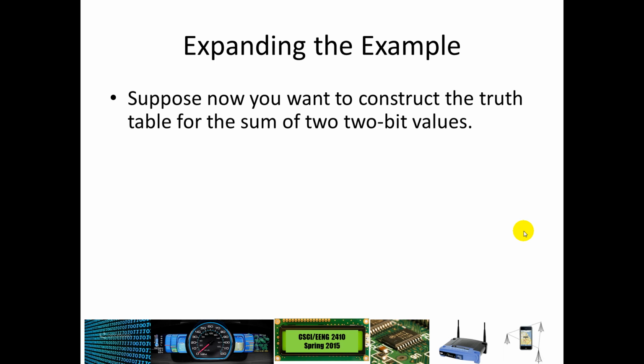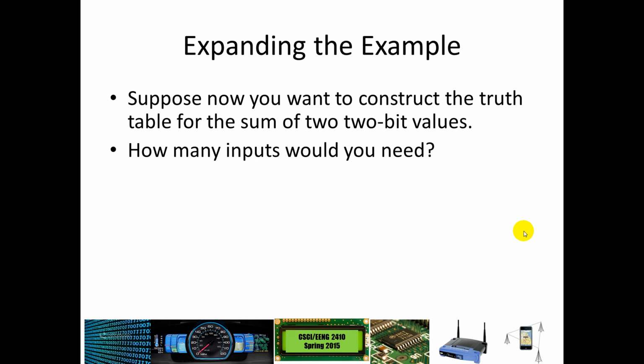So each of those values could take on the range 0, 1, 2, and also 3. So the sum could be between 0 and 3 plus 3, or 6. So how many inputs would we need? Well, in this case, we're adding two 2-bit values, so we need 4 inputs. How many outputs would we need?